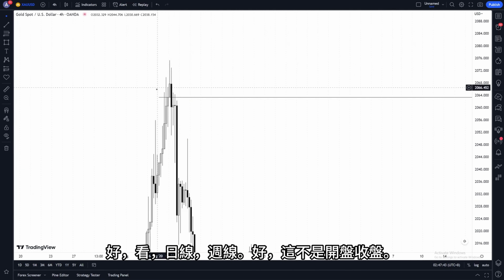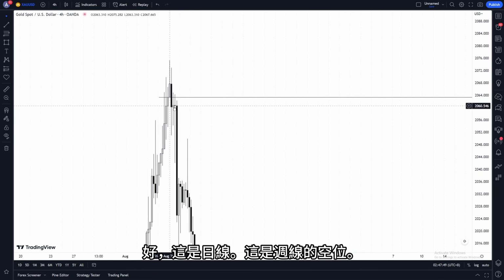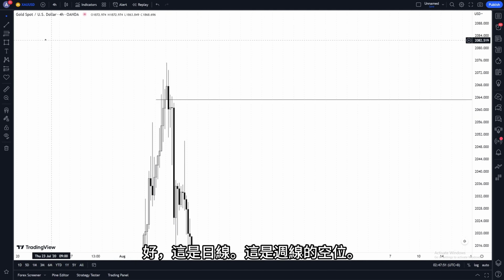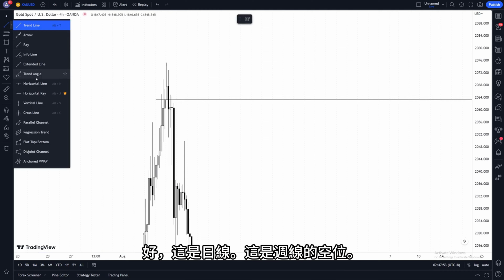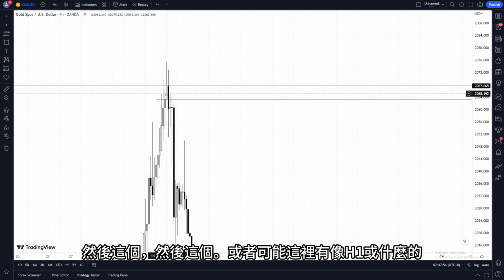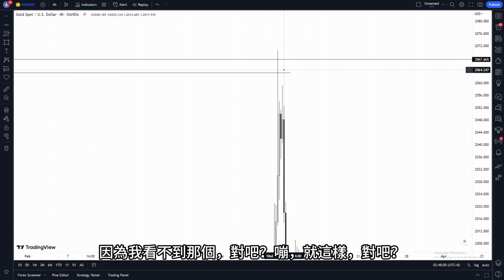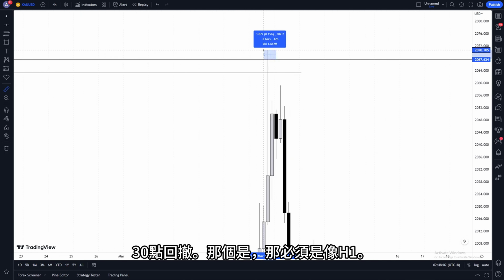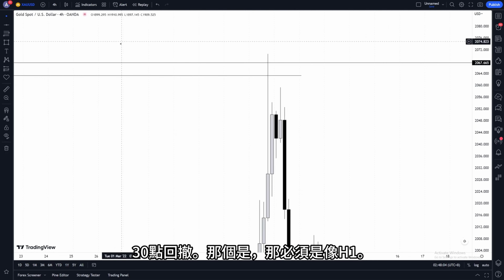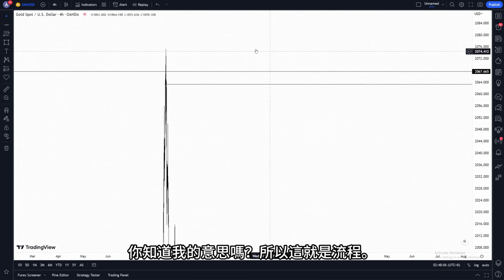Okay, look, daily, weekly. Okay, this is not the open close. This is daily. This is MTF with the weekly, and then this, and then this, or there might have been an H1 or something in here because I can't see that. And boom, just like that. 30 pips drawdown, that one was. There had to have been an H1. You know what I mean? So that's how the flow goes.